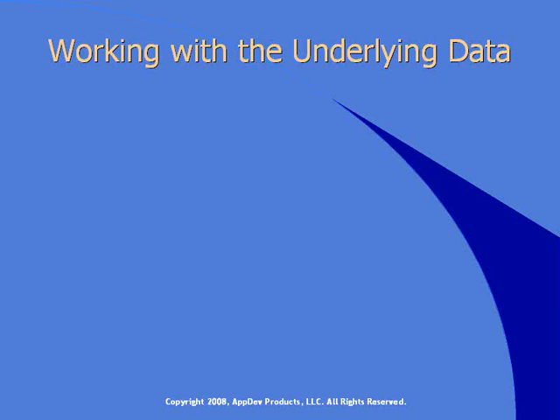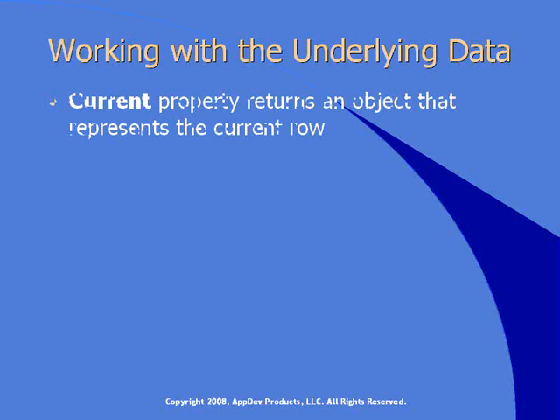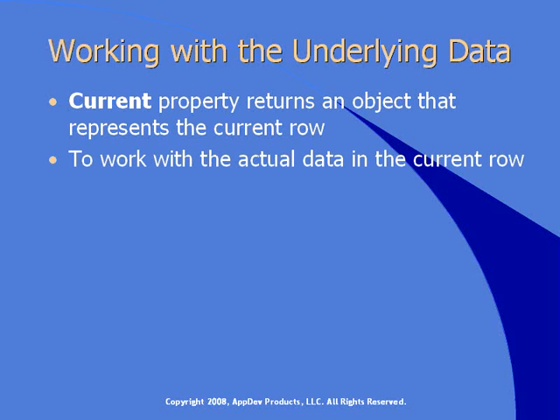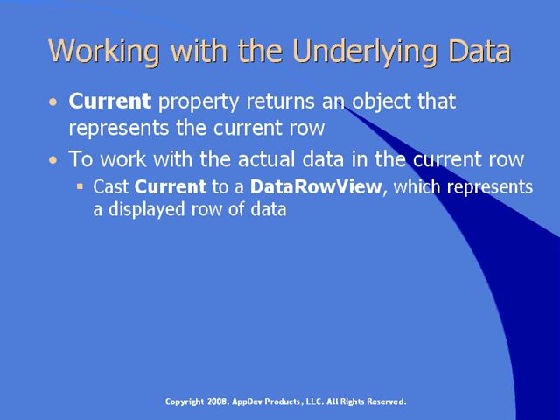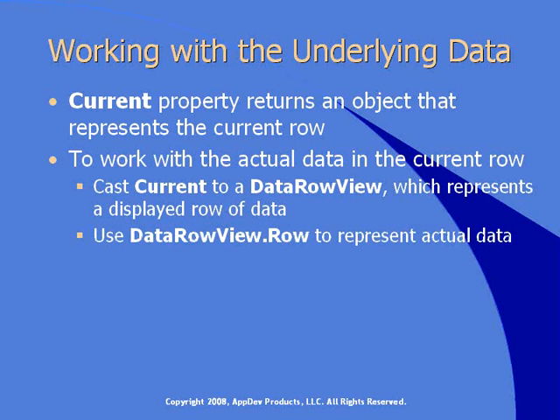There are occasions when you want to be able to work with the underlying data. So the current property of the binding source returns an object, and that represents the row that you're currently working with. And to work with the actual data, you'll first cast current to a data row view, which represents a row of data, and then you'll use the row property of data row view to work with the actual row. So let's go see how to use these methods and properties of the binding source component in a form.